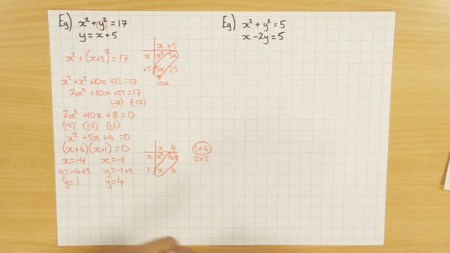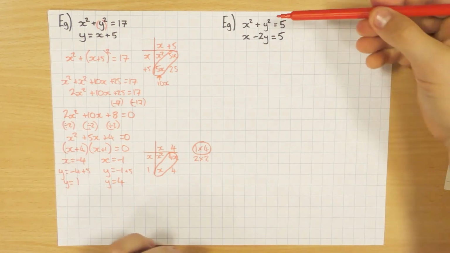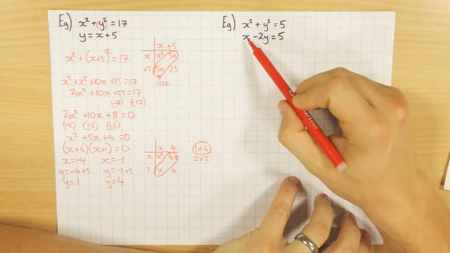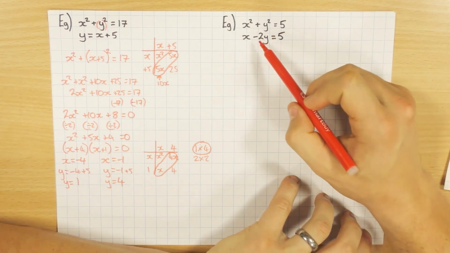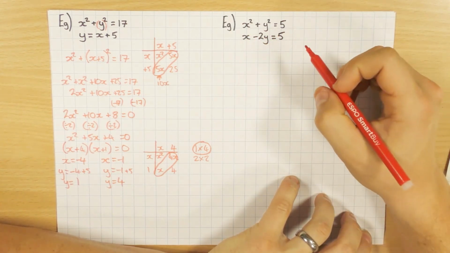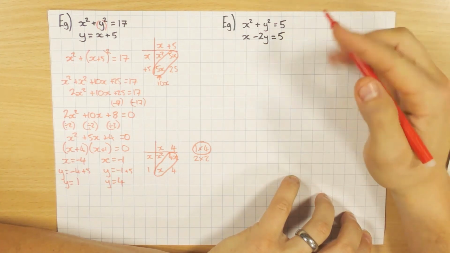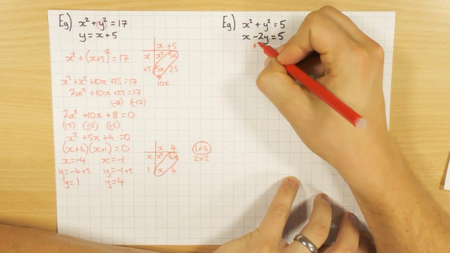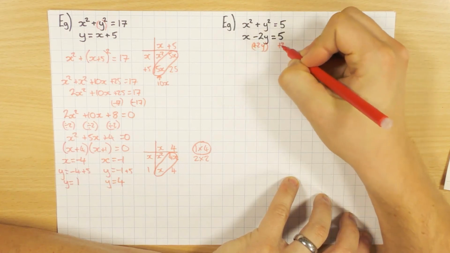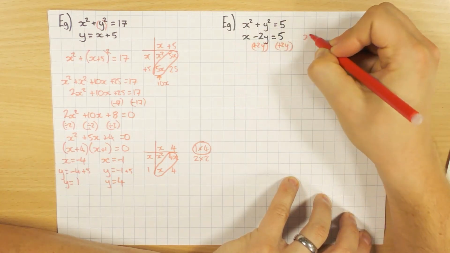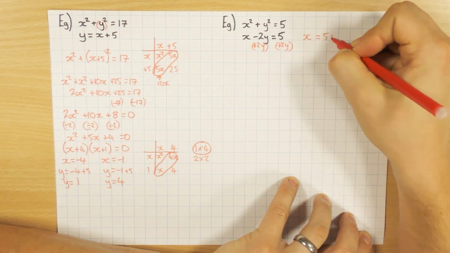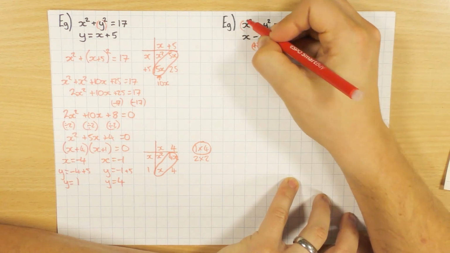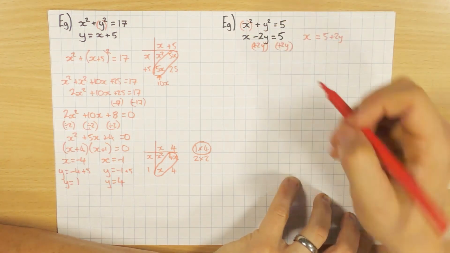Okie dokie. Let's have a look at this one over here. So again, I've got my circle, and again, I've got my straight line. So a little bit different here, because this one doesn't equal y, it doesn't equal x. So I'm just going to do a little bit of rearranging to make it equal either x or y. It's easier to plus 2y to both sides to make it all positive. So I have x equals 5 plus 2y. It's now equal to x, so I can substitute that in to that equation there.